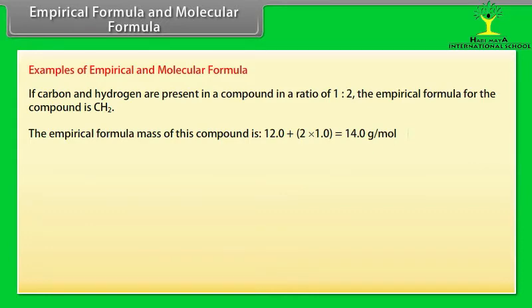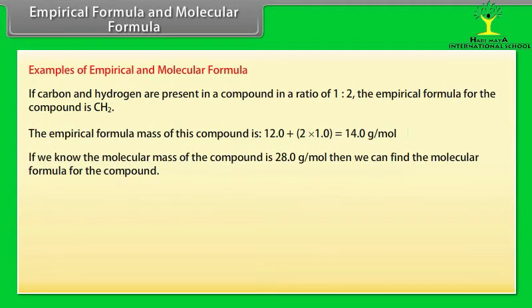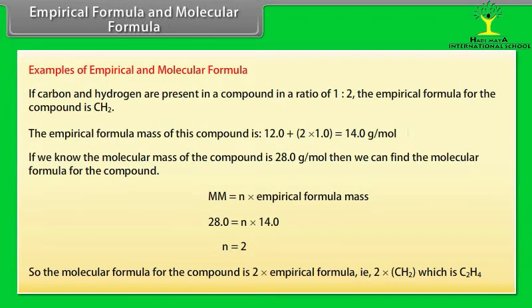g per mole. If we know the molecular mass of the compound is 28.0 g per mole, then we can find the molecular formula for the compound. Mm is equal to N into empirical formula mass. 28.0 is equal to N into 14.0. So N is equal to 2. So the molecular formula for the compound is 2 into empirical formula, that is 2 into CH2, which is C2H4.